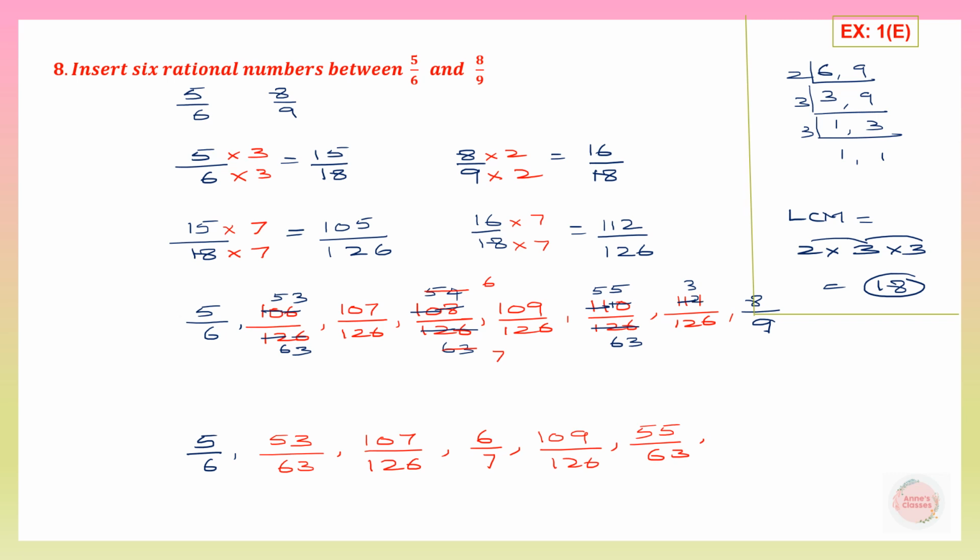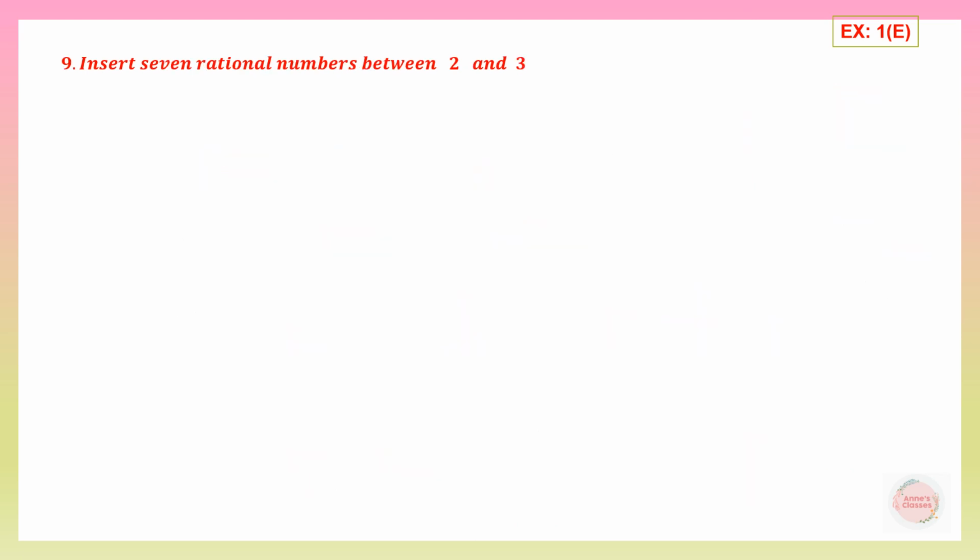So we have 21 there. 3 7s are 21. 3 4s are 12. 3 2s are 6. So what do we have there? We have 37 by 42. And the final question, 8 by 9. So now we have 6 rational numbers inserted between 5 by 6 and 8 by 9.